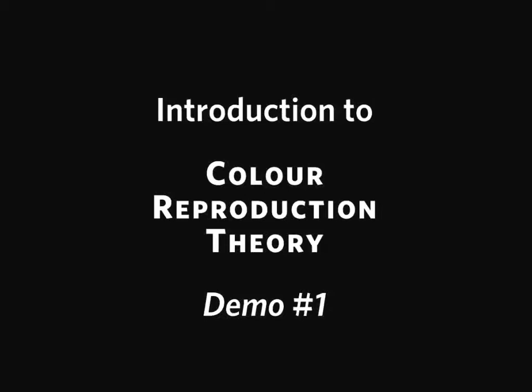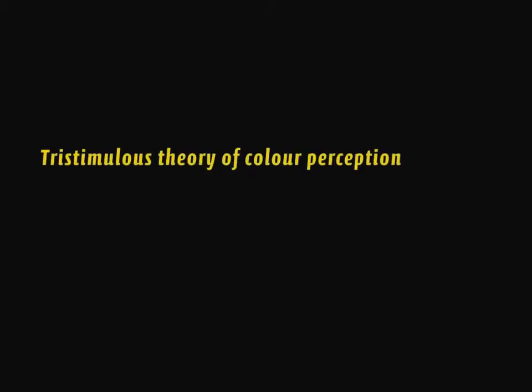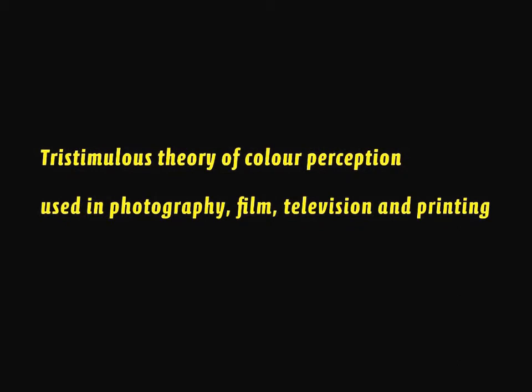This is the first of 3 demonstrations designed to help students understand the tri-stimulus theory of color perception. Whilst this theory forms the basis of color reproduction technology in photography, film, television and printing, it is by no means the complete story of how color perception works. However, we will use the theory to explain how the mixing of different light colors is achieved.